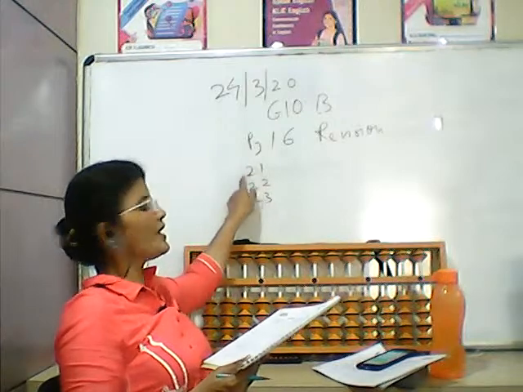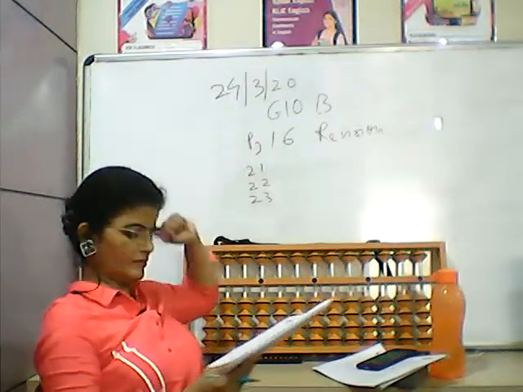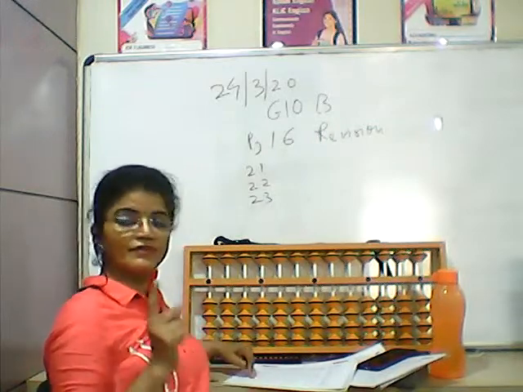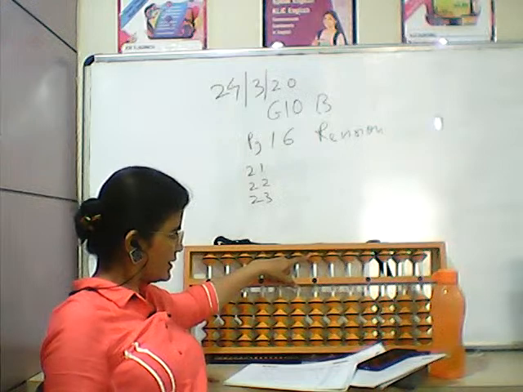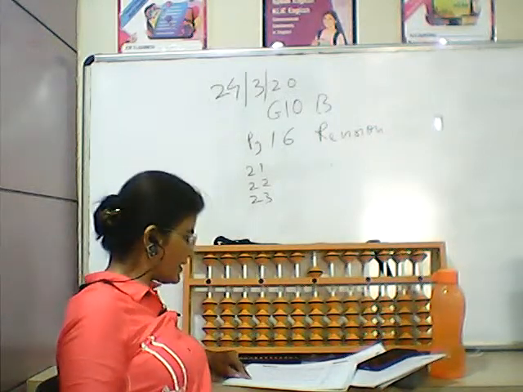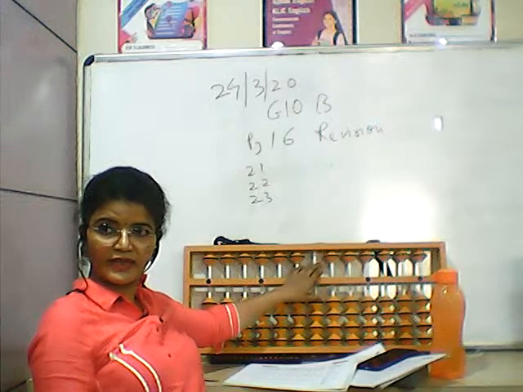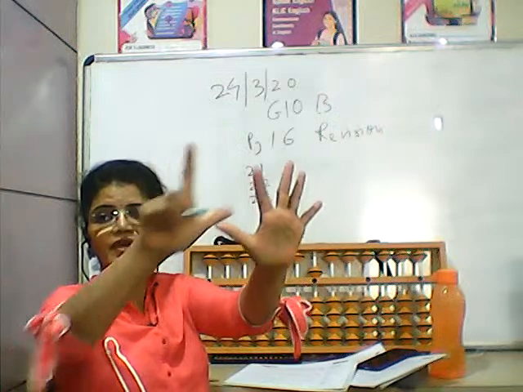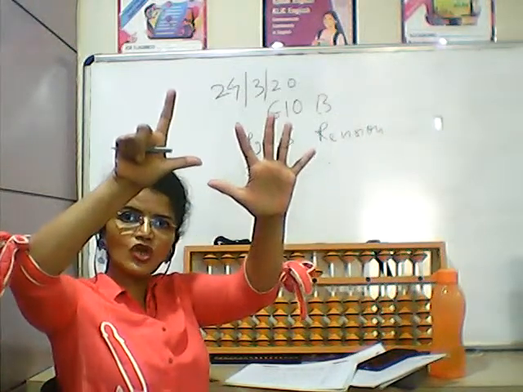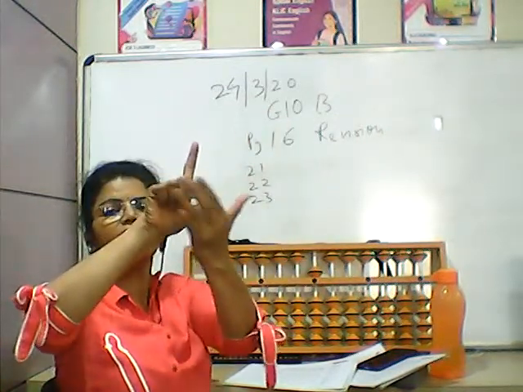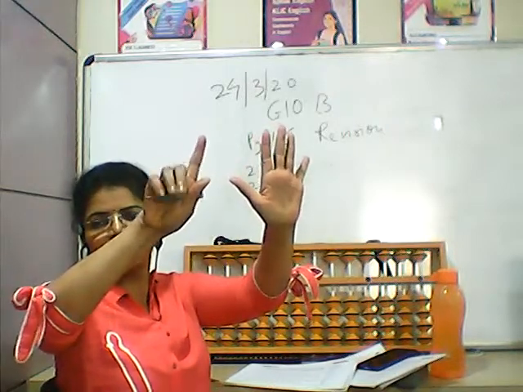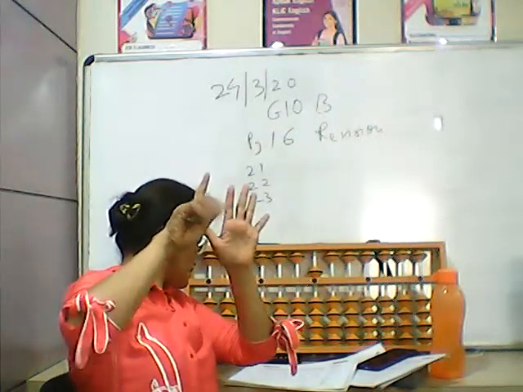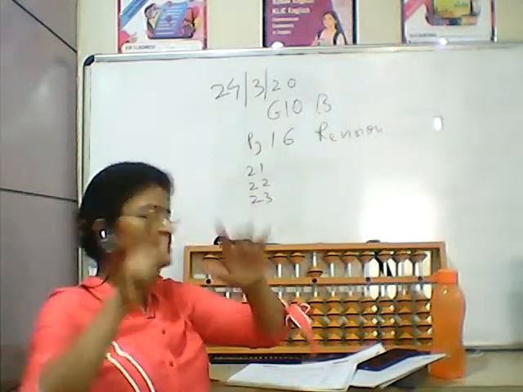Sum number 21. 5. Upper bead down. 7. Can you do 7 directly? No. 7, show 7. 7's friend, minus 3. Minus 3 plus 10.